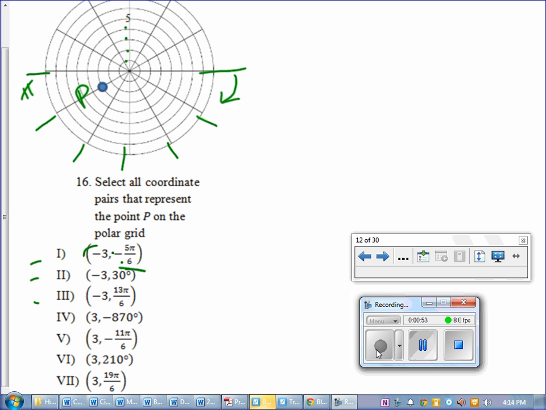Now we're going to use the radius. The radius is -3. That means you go backwards off of this spoke, so we're going to end up over here, which is not P. So 1 is not going to work.